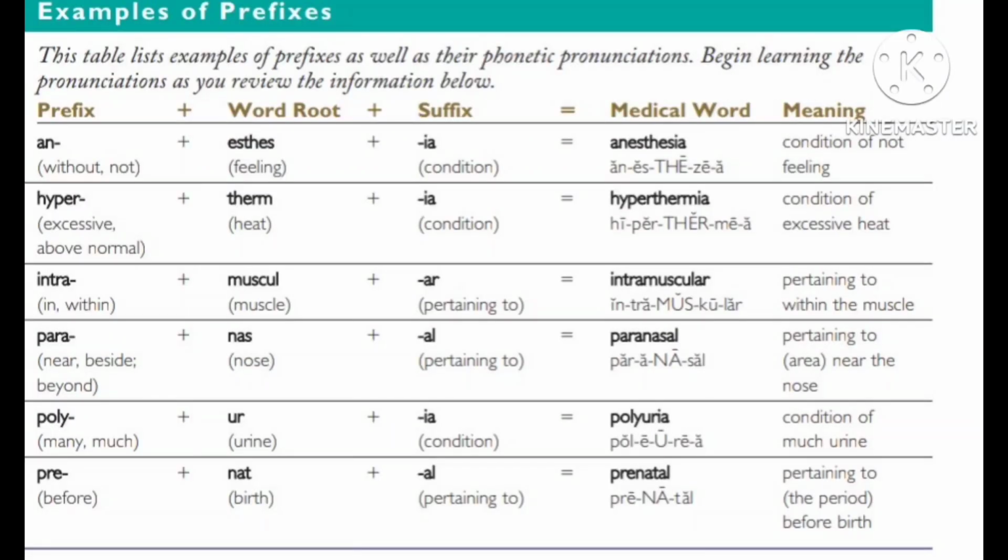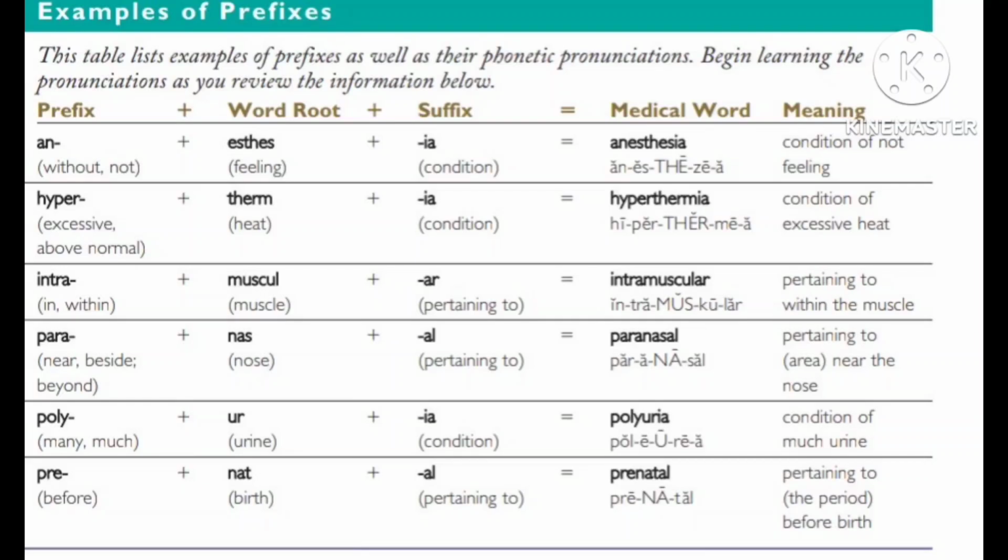Now we'll see some examples for prefix. First example is anesthesia. You would have obviously heard this word because during surgeries people are usually given anesthesia so that they cannot feel the pain during surgeries. Here the word anesthesia is broken down into prefix, word root, suffix. An is the prefix which means without or not, as this is the word root which means feeling. Ia is the suffix which means condition. Then the meaning of the medical word is condition of not feeling.